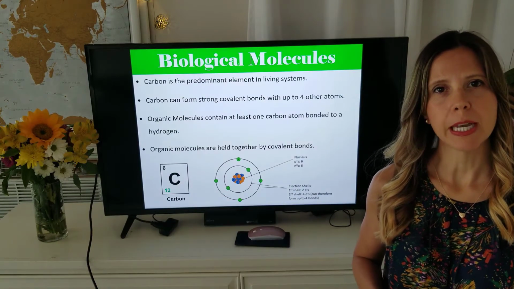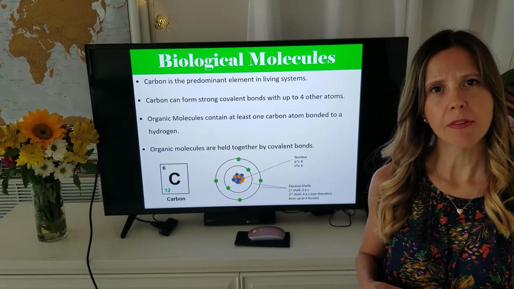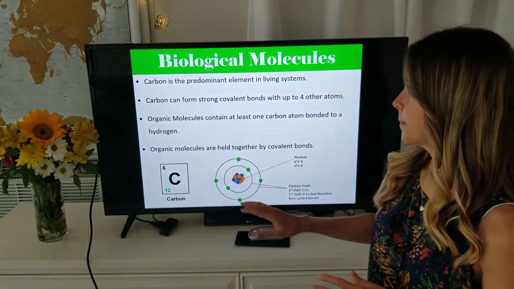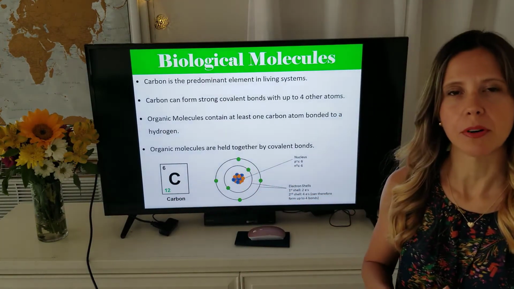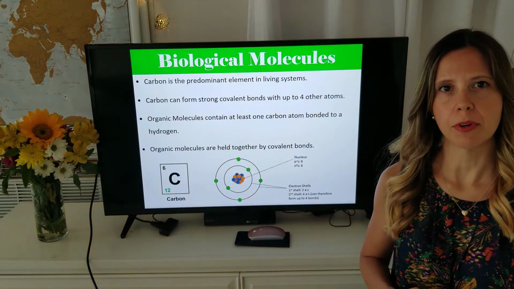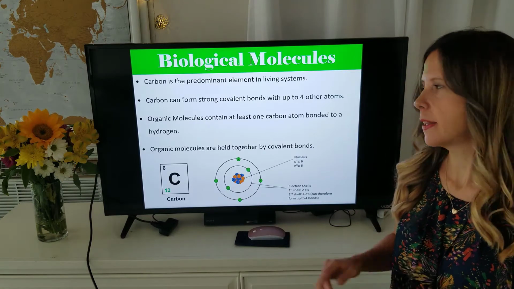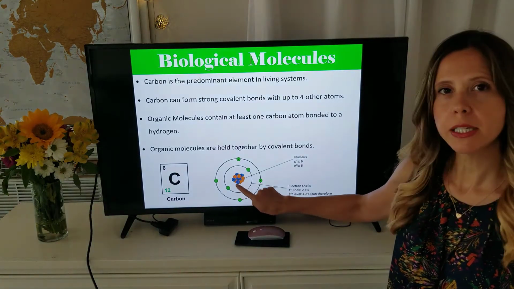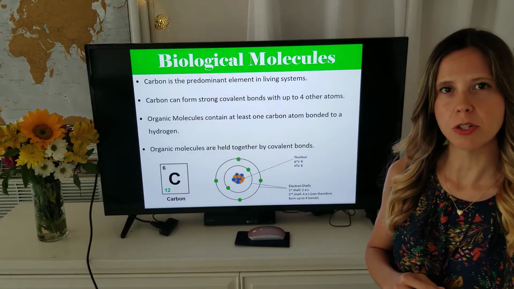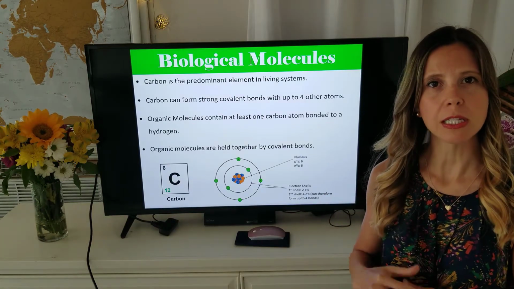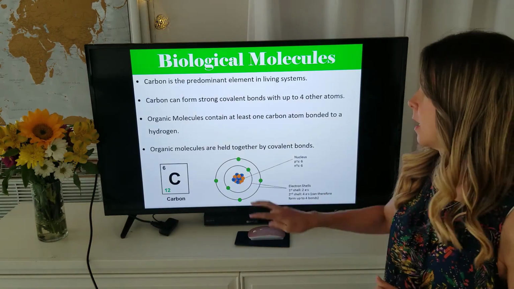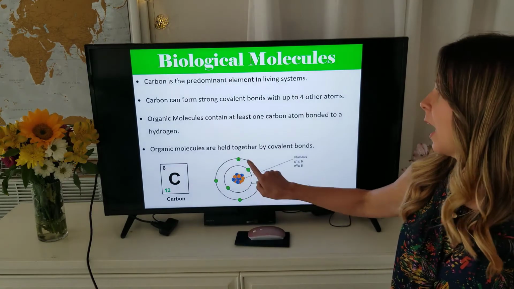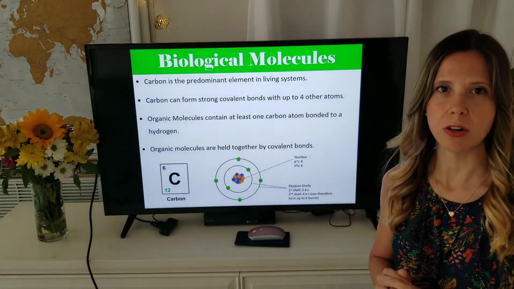Carbon is the predominant element found in living systems. So let's have a look at that carbon atom. Carbon has an atomic number of 6 and an atomic mass number of 12. So this means that inside that nucleus we have 6 protons as well as 6 neutrons. Circulating around the nucleus we find 6 electrons, 2 in that first shell and 4 in our valence electron shell.